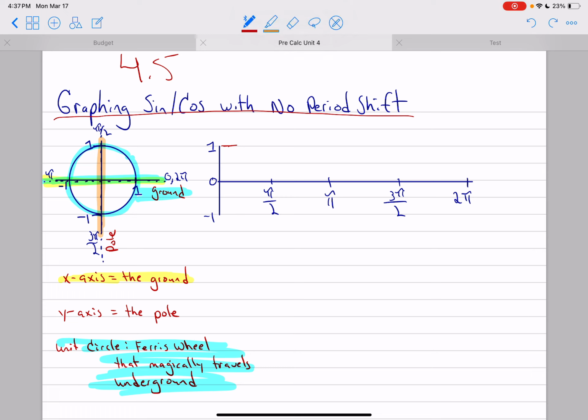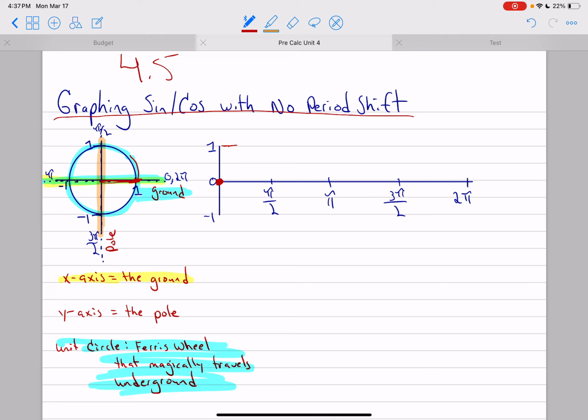So I get on the Ferris wheel right here. When I get on the Ferris wheel at this angle, how far am I from the ground? You're like, oh, I'm on the ground, right? So at the angle of 0, I am on the ground. So I'm going to put a point right there. Now, I'm going to imagine I'm just sitting in the chair on the Ferris wheel.